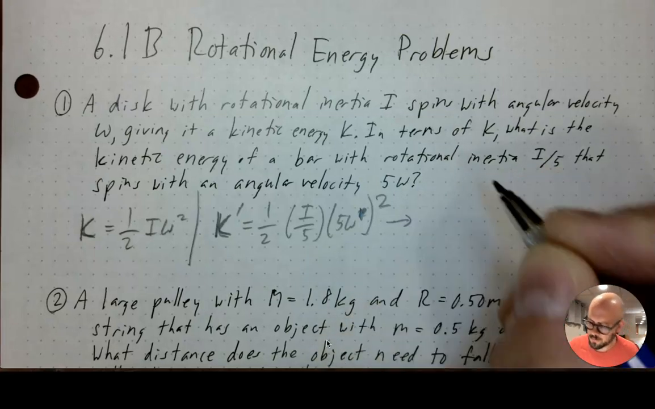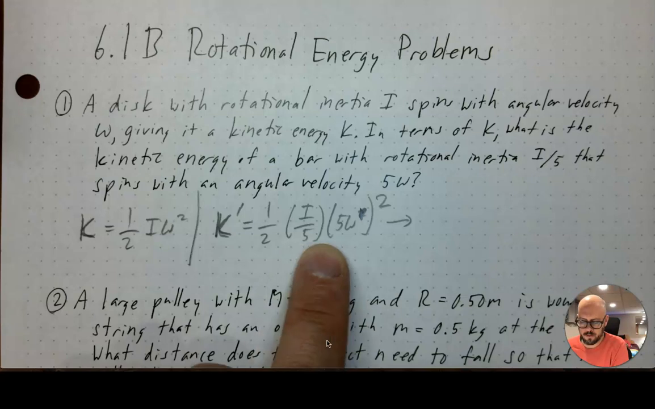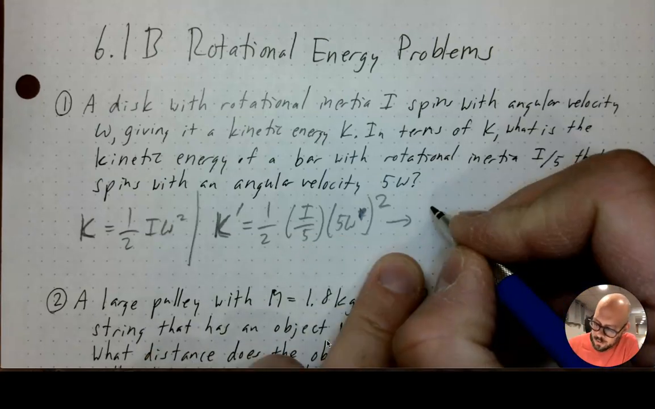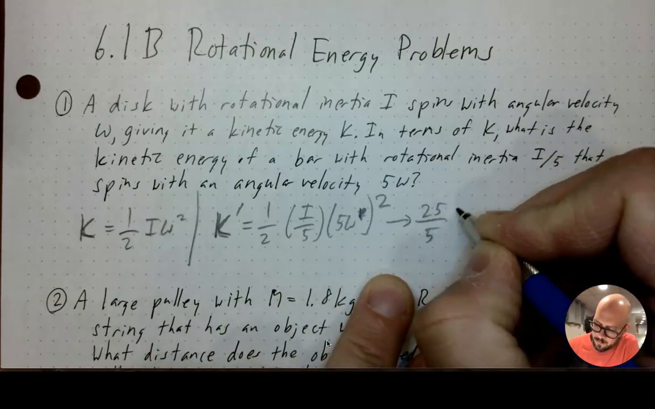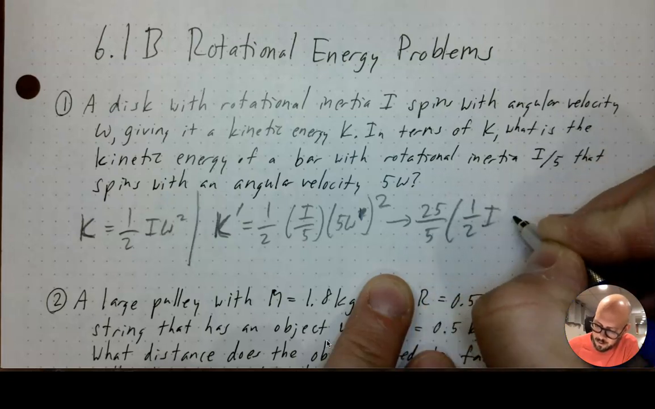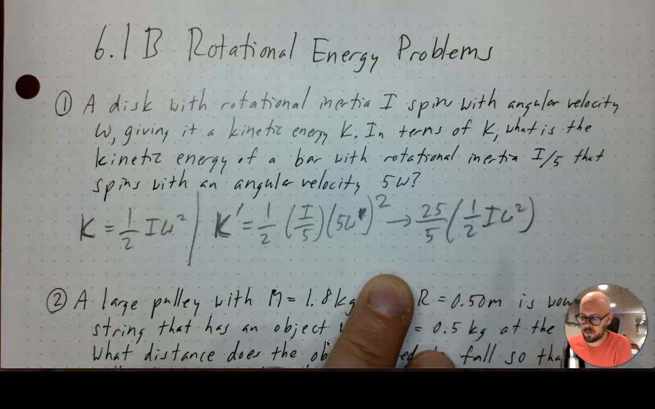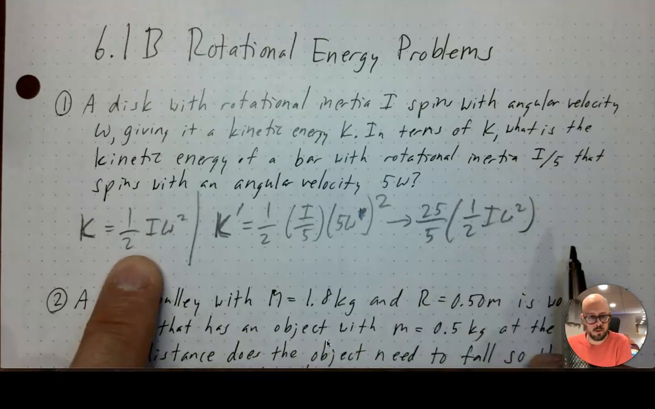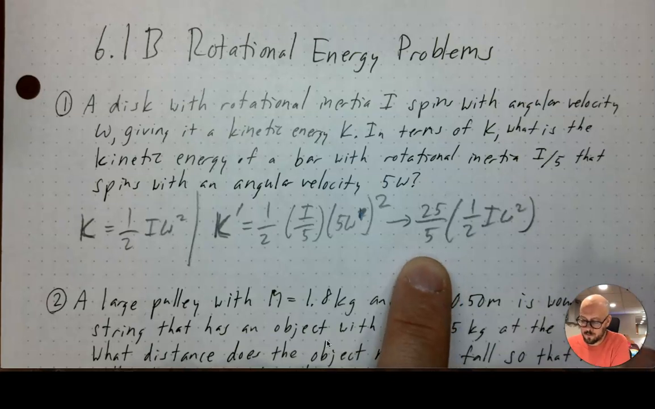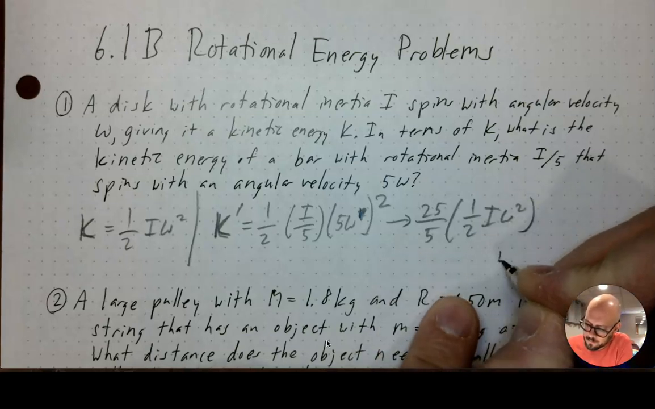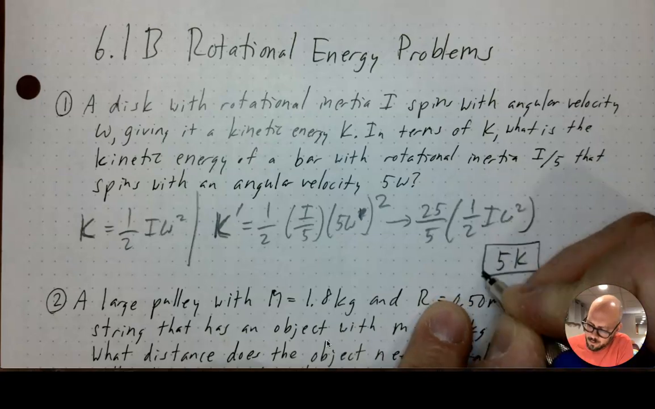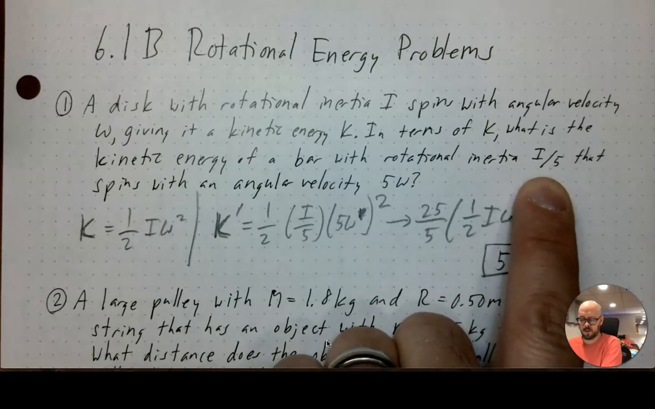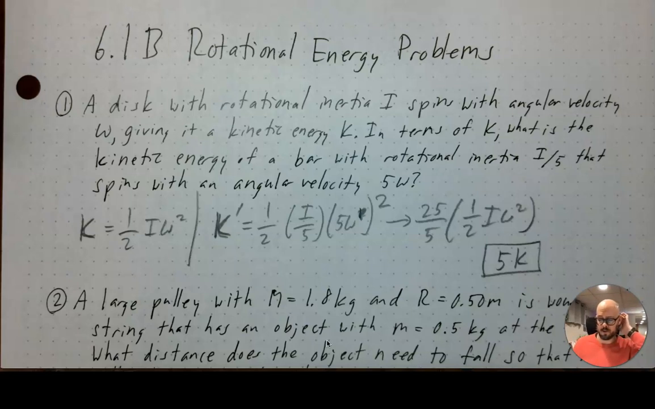So if I simplify that, I have 1/5 times 5 squared. Well, that's 25 over 5 times 1/2 iota omega squared. Well, 1/2 iota omega squared was my initial kinetic energy of rotation, and so it's 25/5 of that. 25/5 is 5. And so if I divide the inertia by 5, but multiply the velocity by 5, I actually get 5 times the kinetic energy that I had in the initial situation.